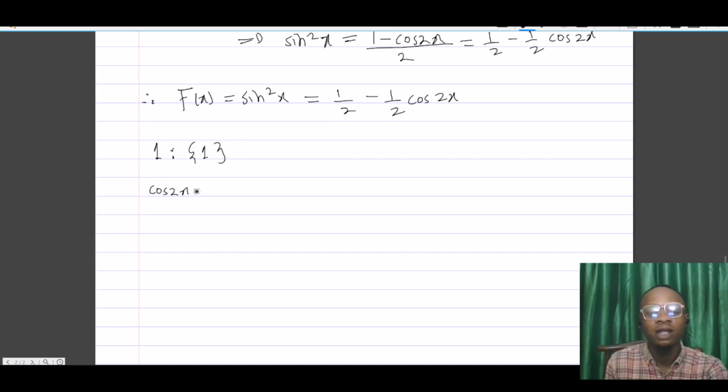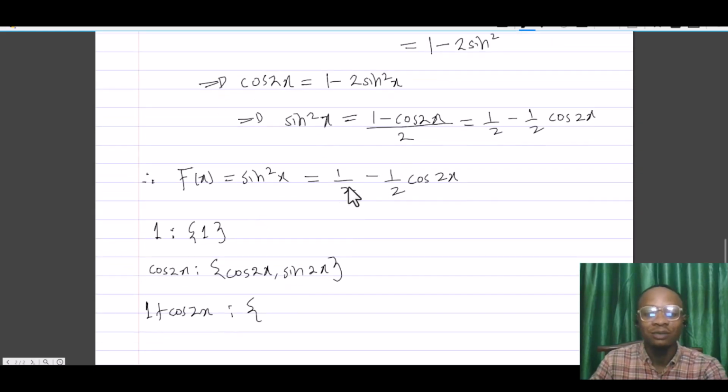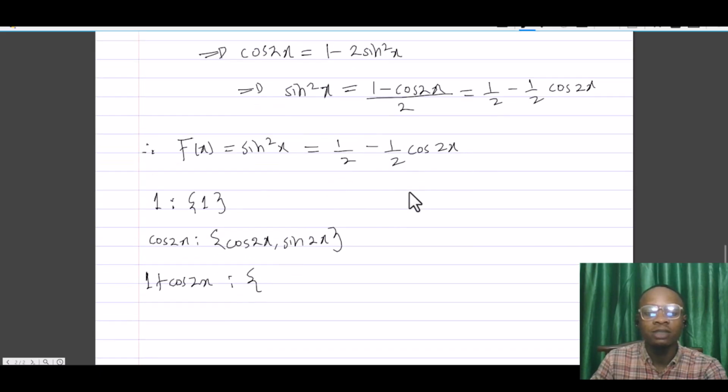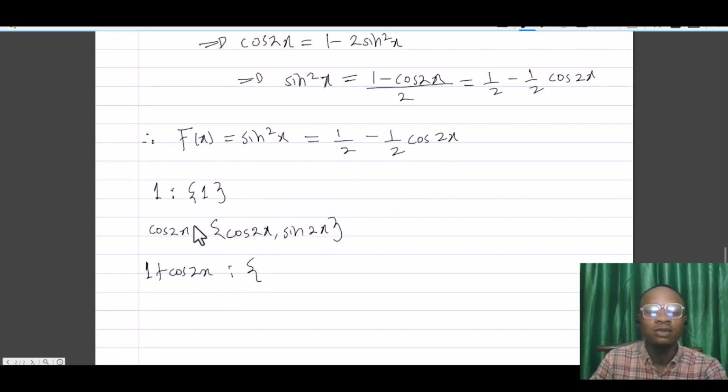So cos 2x will have its own UC set, which is cos 2x and sine 2x. So this captures everything we need. So the union of these two, that's 1 plus cos 2x. Why are we just taking the union directly? Yeah, this is one term, this is one term. These are components that we did, but of course they also correspond to the terms present, so we don't need to do any other thing to get the terms.